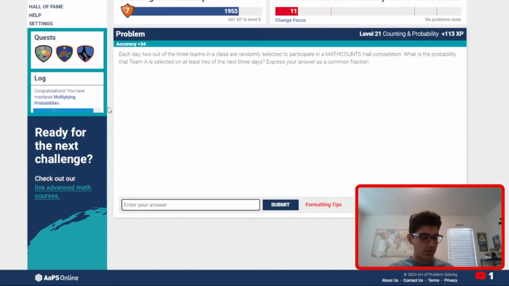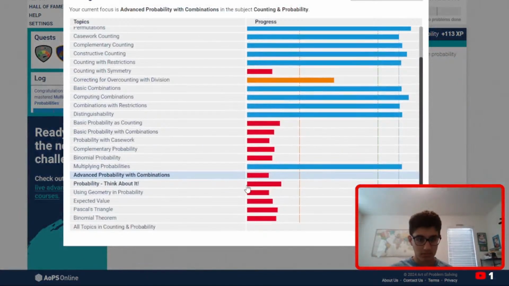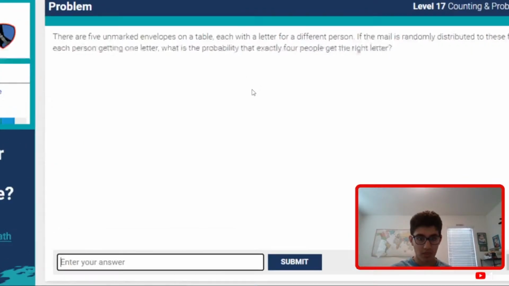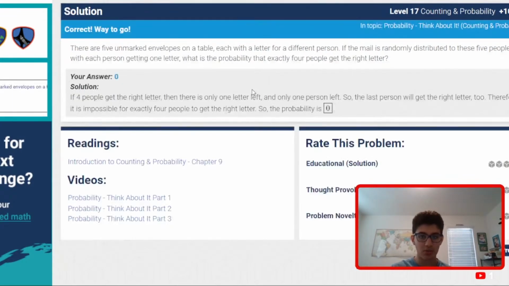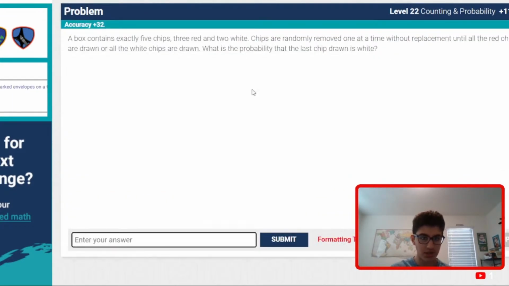Great. Multiplying probability is done. I think we're now halfway done. Probability, think about it. Let's see these. That's 0 because exactly 4 people can't get the right one. Then the fifth one would also have to get the right one.